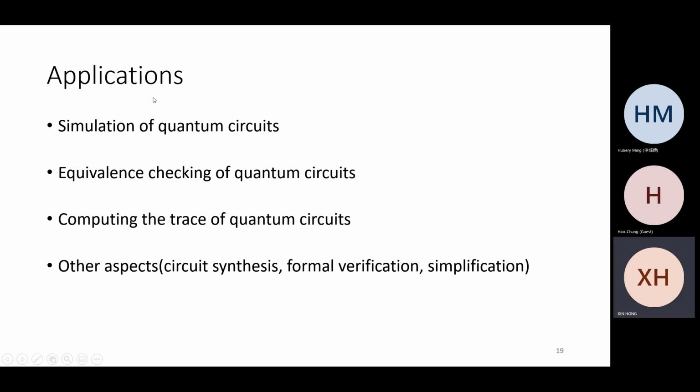These are some applications of the tensor decision diagram. The tensor decision diagram can be used to do the simulation of quantum circuits and the equivalence checking of quantum circuits. It can be used to compute the trace of a quantum circuit, and can be used to do verification and all those things.